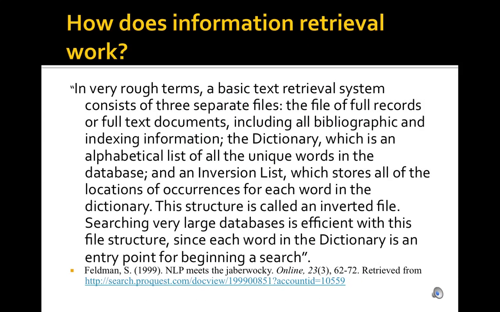How does information retrieval work? In very rough terms, a basic text retrieval system consists of three separate files. The file full of records or full-text documents, including bibliographic and indexing information. The dictionary, which is an alphabetical list of all the unique words in the database. And an inversion list, which stores all the locations of occurrences for each word in the dictionary. This structure is called an inverted file. Searching very large databases is efficient with the file structure, since each word in the dictionary is an entry point for beginning a search.